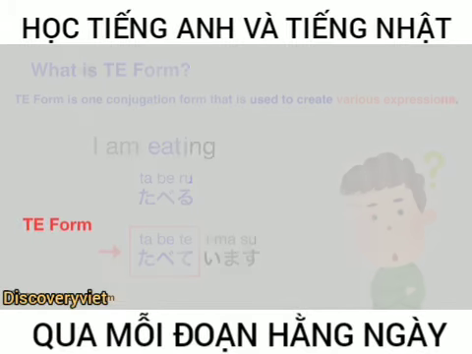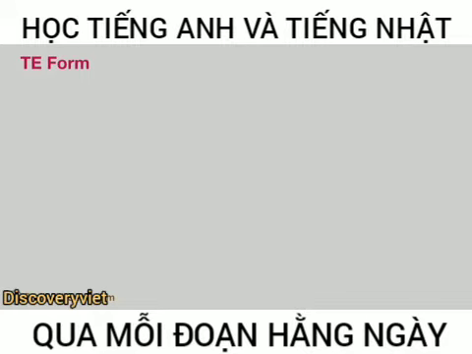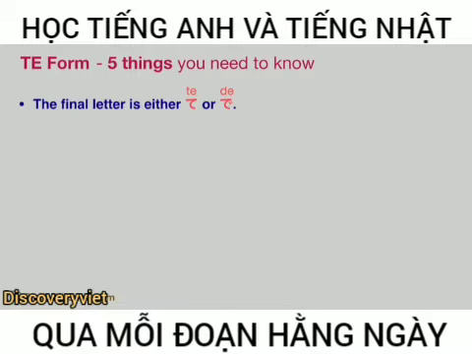Okay, before we jump into how to make te form, let me walk you through the 5 important things that you need to know about Japanese te form. Point number 1. The final letter of te form is either te or de. Some te forms have te at the end, like 食べて, and the other have de as in 読んで. It all depends on the verb, and we are going to learn how to come up with the correct te form in the next lesson.